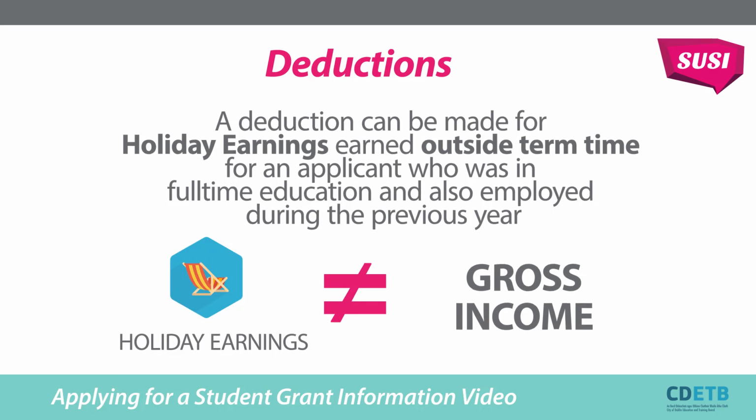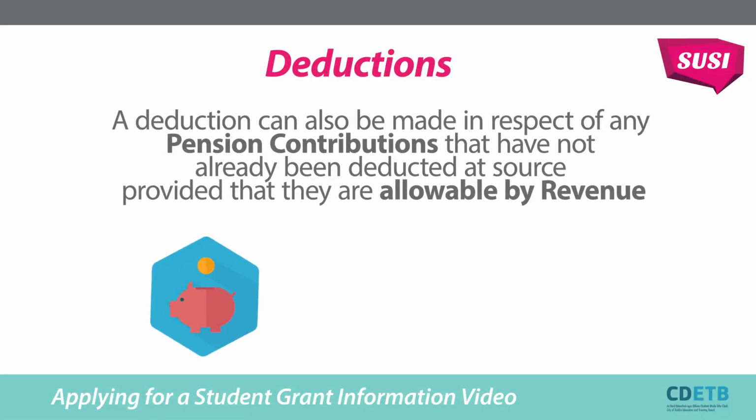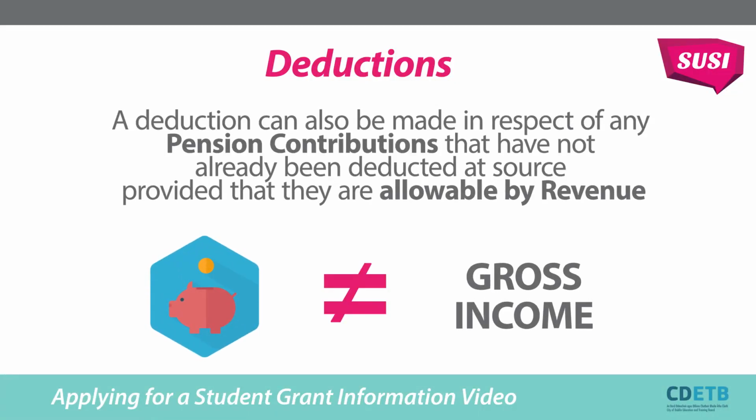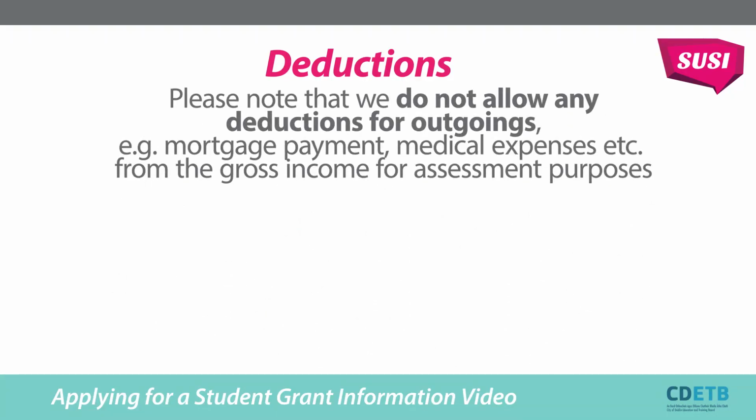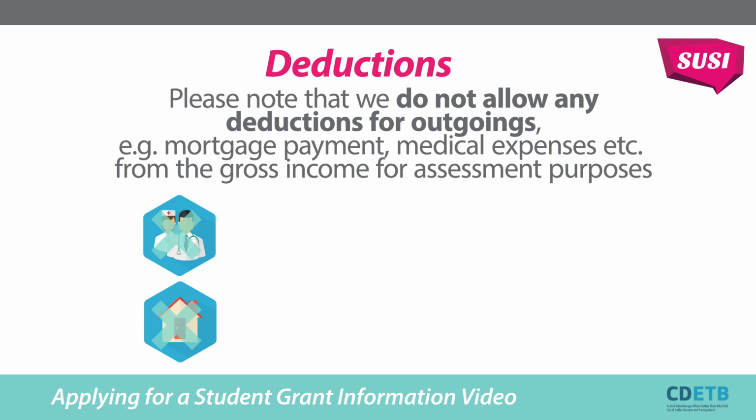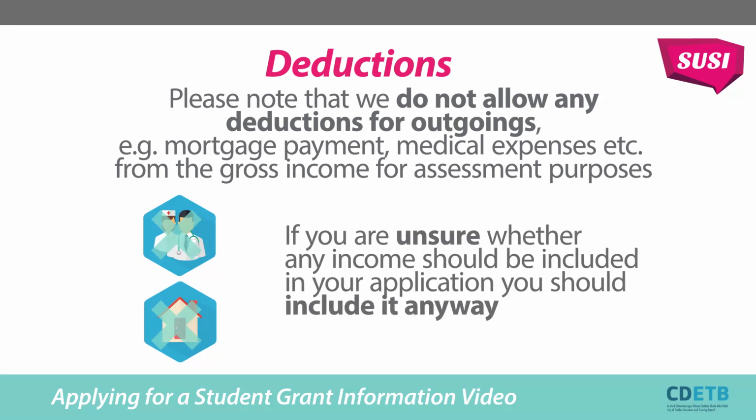A deduction can be made for holiday earnings earned outside term time for an applicant who was in full-time education and also employed during the previous year. A deduction can also be made in respect of any pension contributions that have not already been deducted at source, provided that they are allowable by revenue. Please note that we do not allow any deductions for outgoings, for example, mortgage payment, medical expenses, etc., from the gross income for assessment purposes. If you are unsure whether any income should be included in your application, you should include it anyway.